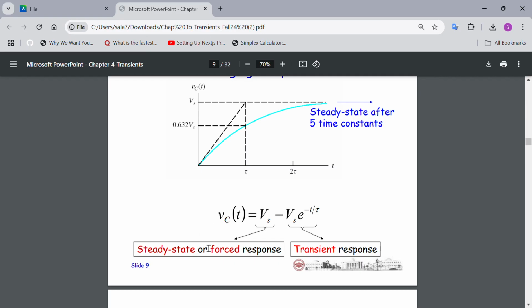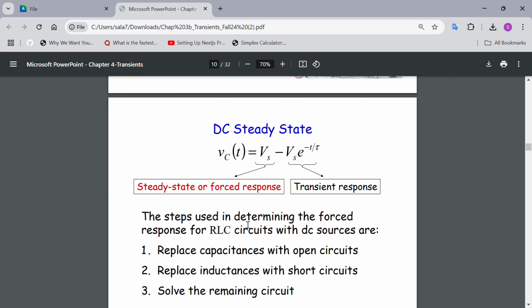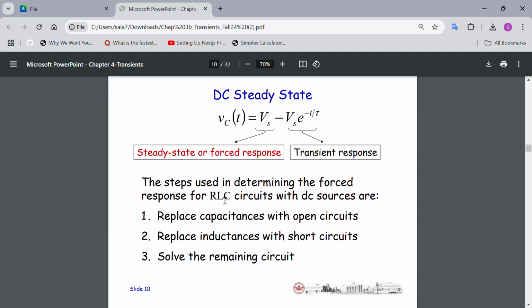And so here there are 2 components of the VC. There is the steady state or forced response, which is Vs, and there is the transient response, which is minus Vs e to the -t over tau. Vs is the forced response, and the transient response is determined by the time constant and also the voltage source. And this is the DC steady state. The forced response and the transient response are all included in the equation.